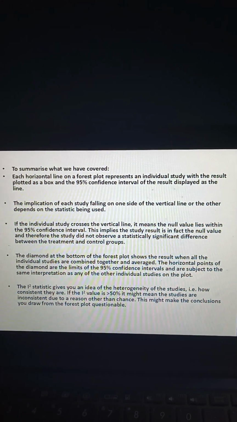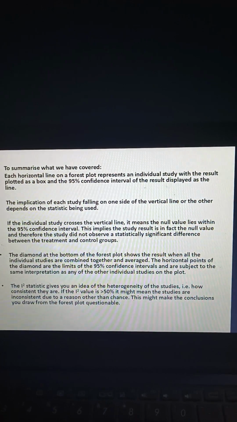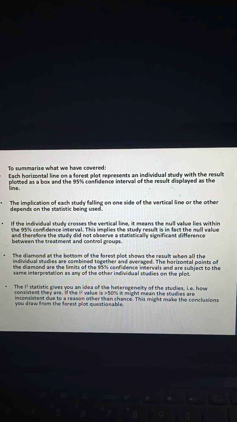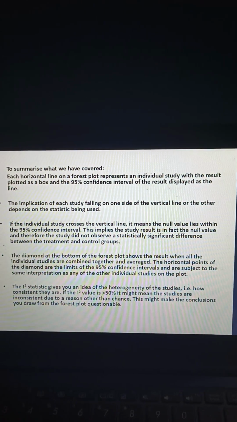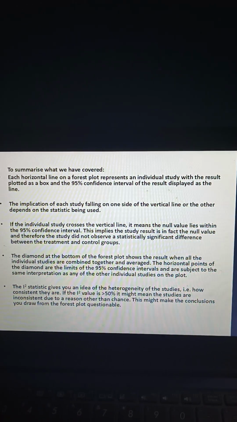The diamond at the bottom of the forest plot shows the result when all the individual studies are combined together and averaged. The horizontal points of the diamond are the limits of the 95% confidence intervals and are subject to the same interpretation as any of the other individual studies on the plot. The I-square statistic gives you an idea of the heterogeneity of the studies, that is, how consistent they are. If the I-square value is more than 50%, it might mean the studies are inconsistent due to a reason other than chance. This might make the conclusions you draw from the forest plot questionable.